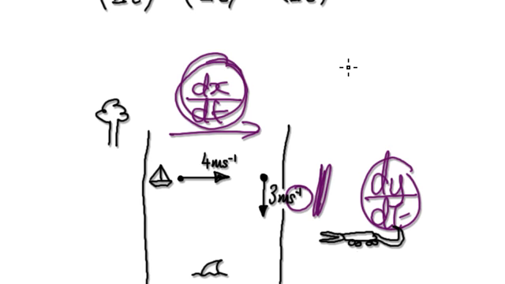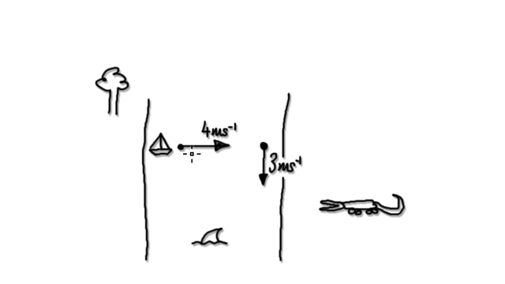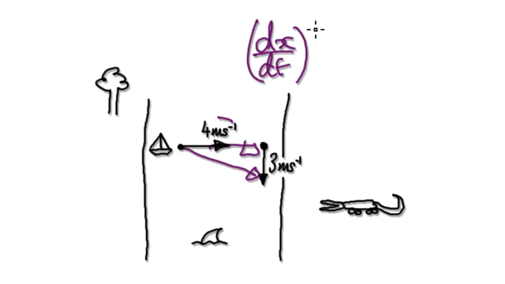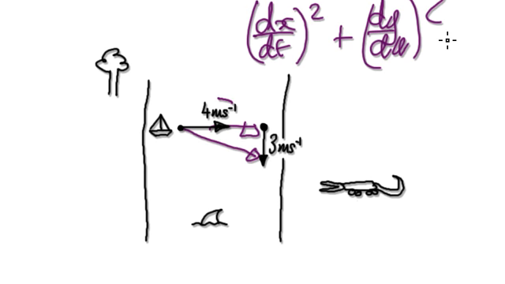Even though it's a speed, which is dx by dt, we can still use Pythagoras, because you were comfortable with using Pythagoras on this. So you should be able to accept that we can use Pythagoras on this as well. So dy by dt, we can use Pythagoras on this as well.